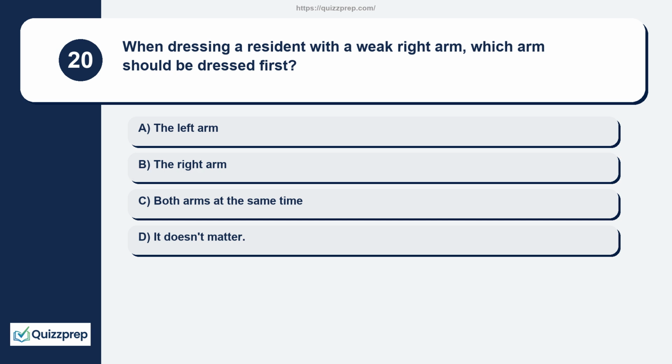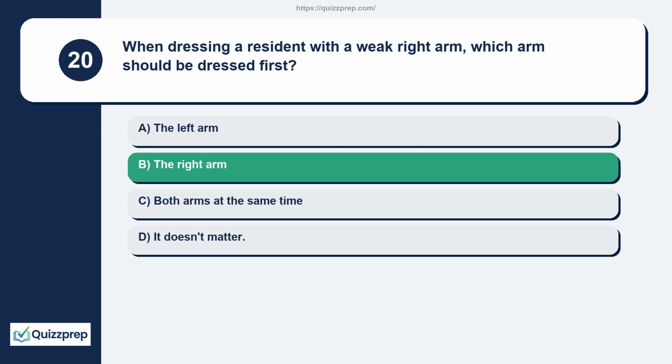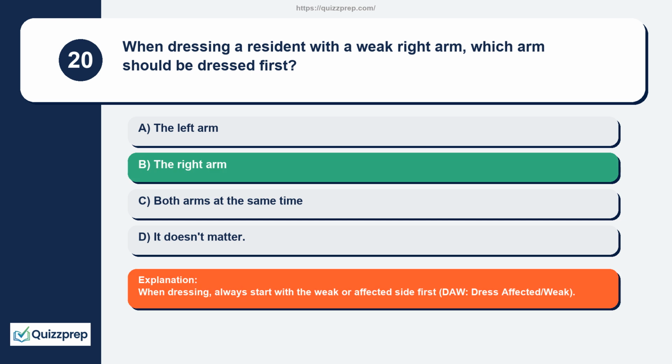Question 20. When dressing a resident with a weak right arm, which arm should be dressed first? The left arm, the right arm, both arms at the same time. It doesn't matter. When dressing, always start with the weak or affected side first.